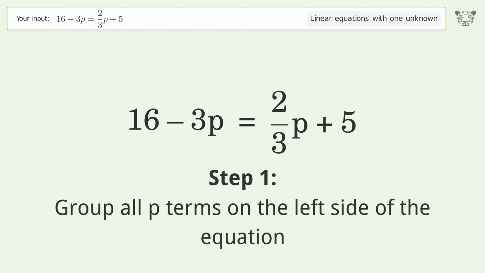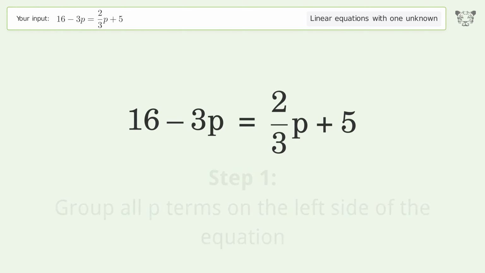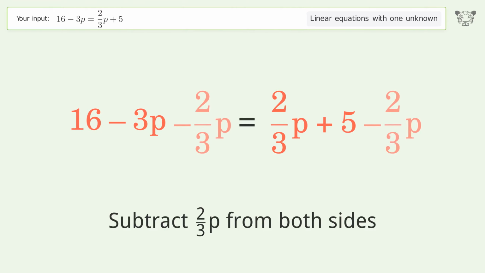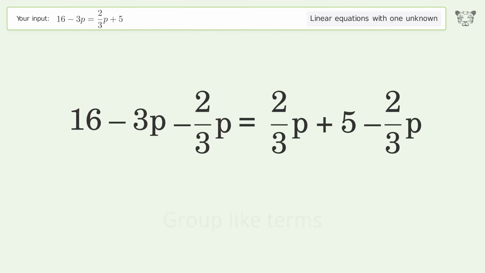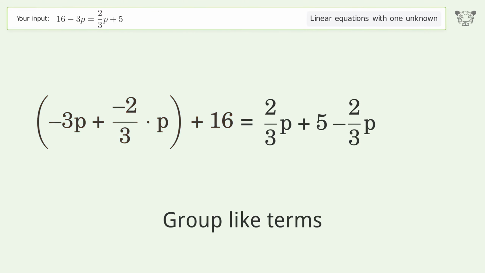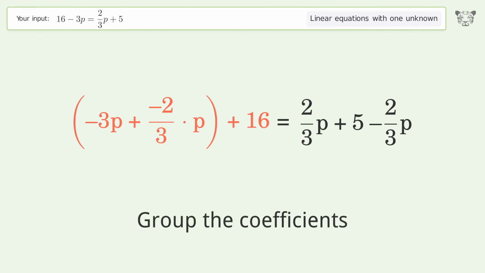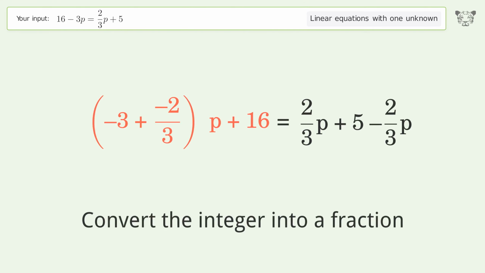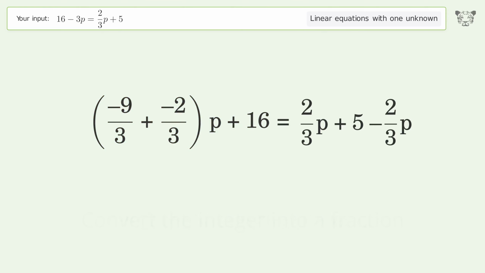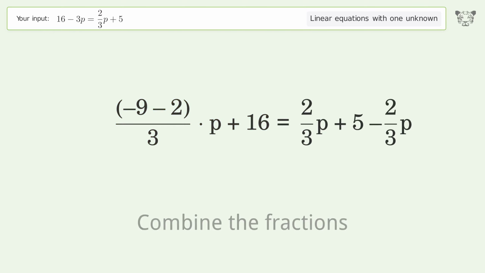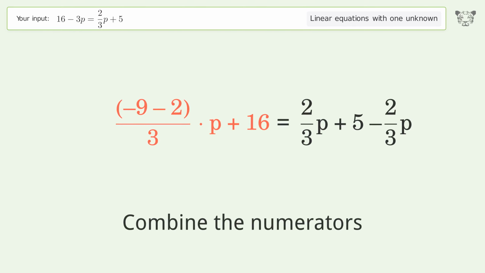Group all p terms on the left side of the equation. Subtract 2 over 3p from both sides. Group like terms. Group the coefficients. Convert the integer into a fraction. Combine the fractions. Combine the numerators.